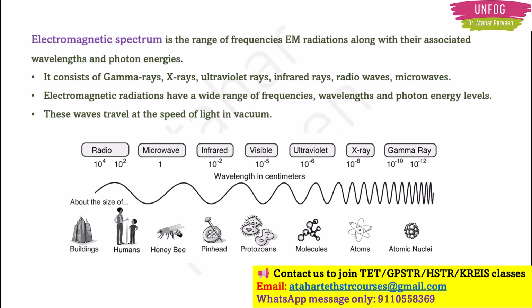Here you can see that gamma rays have the least wavelength. The smallest wavelength is of gamma rays. It is around the size of the atomic nuclei. It will be around 10 raised to minus 10 to 10 raised to minus 12 centimeters. Then for visible light, the wavelength is 10 raised to minus 5 centimeters. The radio waves have the highest wavelength, you can say. It is about the size of a building. Okay, that you have to see.